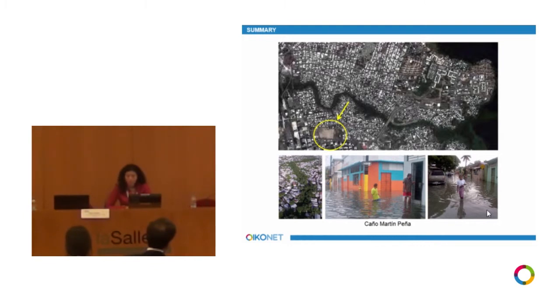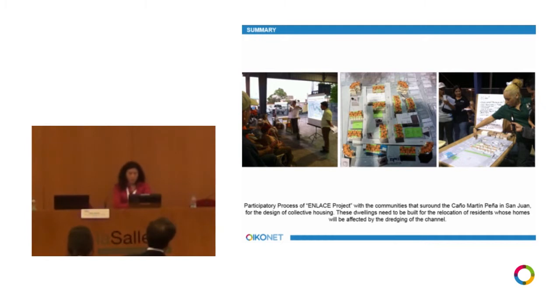And in Puerto Rico, it's raining almost all the time. You can be below the sun at the beach, and it's beautiful, and then a second later it starts raining. And this could happen anytime. And that's why the project Enlace made this process for the relocation of people in a terrain that they identified.